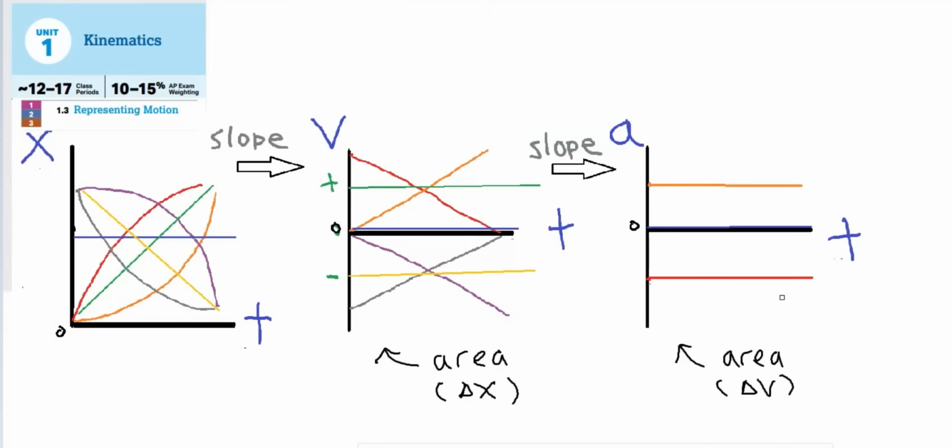Some quick tips also: the slope of the position versus time graph is going to tell you the velocity. The slope of the velocity versus time graph is going to tell you the acceleration. And little tricks you could use: finding the area between the curve and the x-axis is going to give you a delta x for our middle graph, and finding the area between your curve and the x-axis on your acceleration versus time graph is going to give you your delta v.